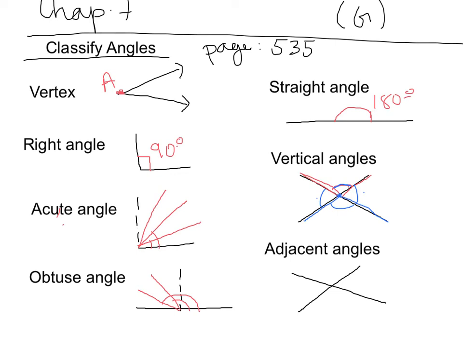And adjacent angles: they share a common vertex and a common side and do not overlap. For example, that means they're sharing the side. So we have this line, right? And let's consider this one. So we're considering these two angles. These two angles share a side, so they're considered adjacent angles.